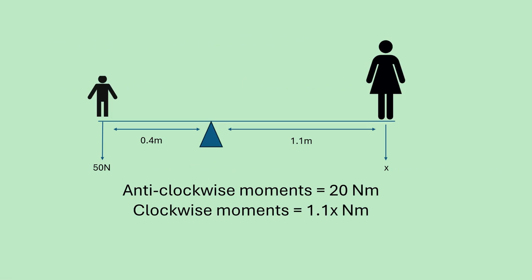So in this case, the anti-clockwise moment, which is the moment generated by us, is still 20 newton meters, but now we don't actually know the weight of the woman on the other side, and so we need to calculate this. How are we going to calculate it? Well, we're going to use the formula that we had earlier, that the sum of the clockwise moments is going to equal the sum of the anti-clockwise moments. The sum of the clockwise moments is 1.1x, the sum of the anti-clockwise moments is 20, so equate those together, and then we get that x is equal to 18.2.